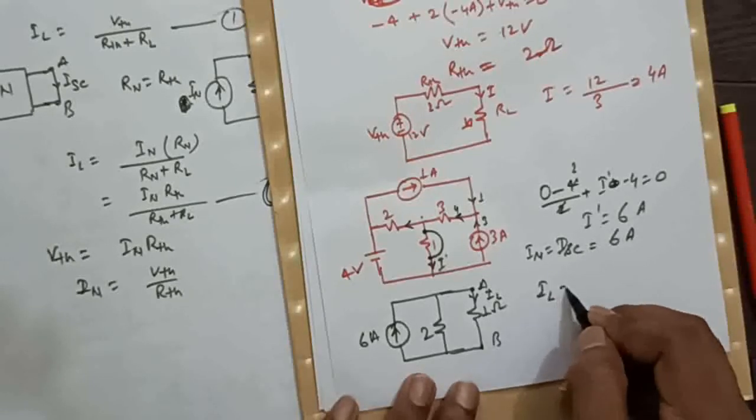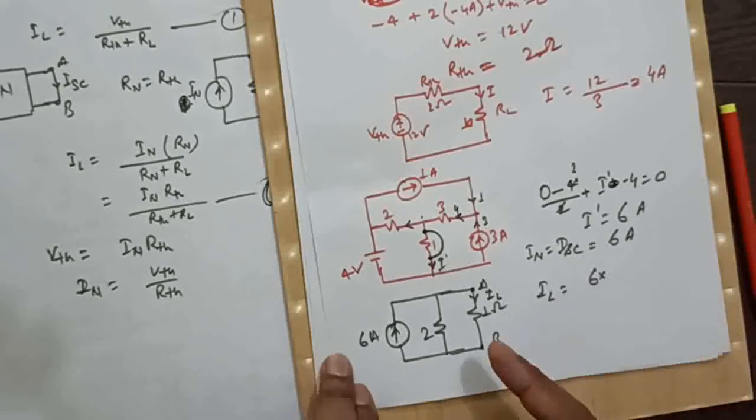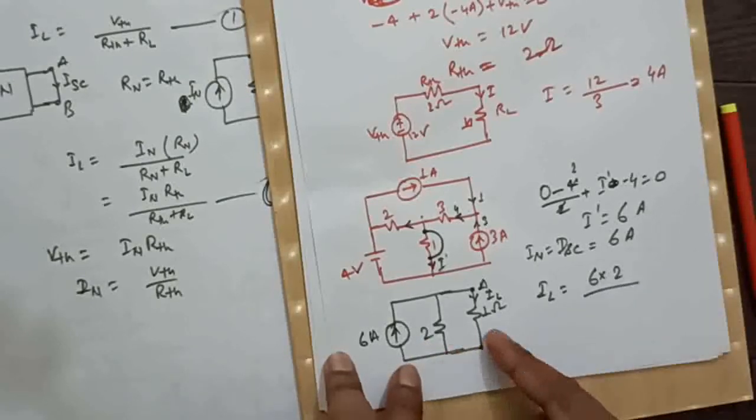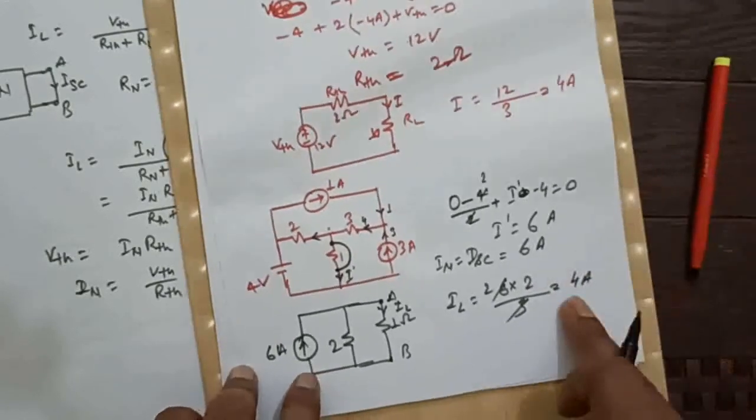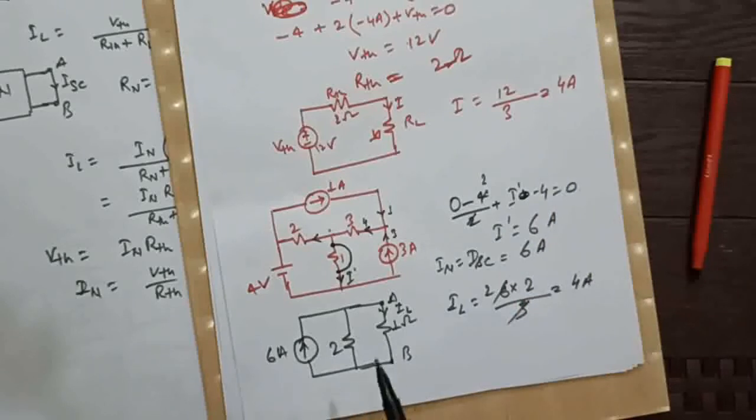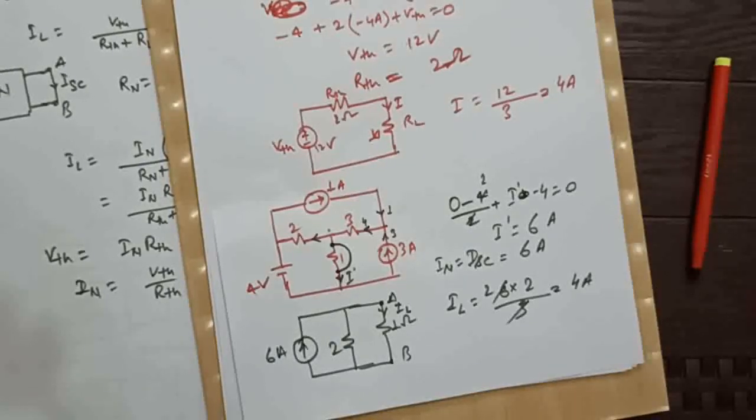IL will be what? Total current multiplied by opposite branch resistance divided by sum of these, 4 ampere. Now see, this current and this current is same, so it doesn't matter whether you are applying Thevenin's or Norton's, the result will be same. So with this, let's stop here. In the next lecture we will do many problems on these, which are basically the superposition theorem, the homogeneity principle, Thevenin's theorem, and Norton's theorem.